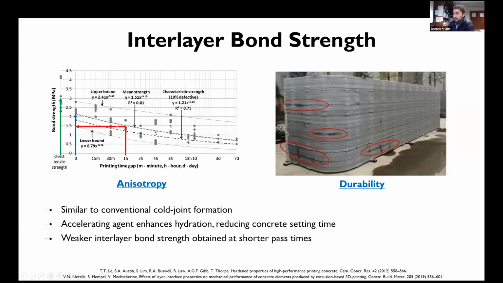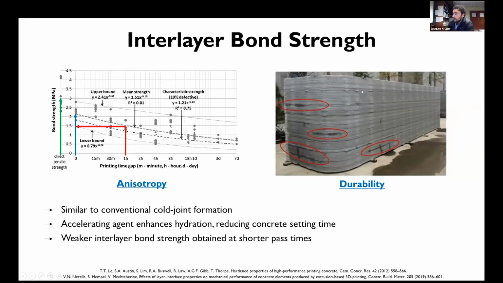So if you just follow this mean strength curve all the way down, you can see at 7 days there's virtually nothing left. So it's really something that we need to look at because it causes severe anisotropy. Further, it also affects durability.